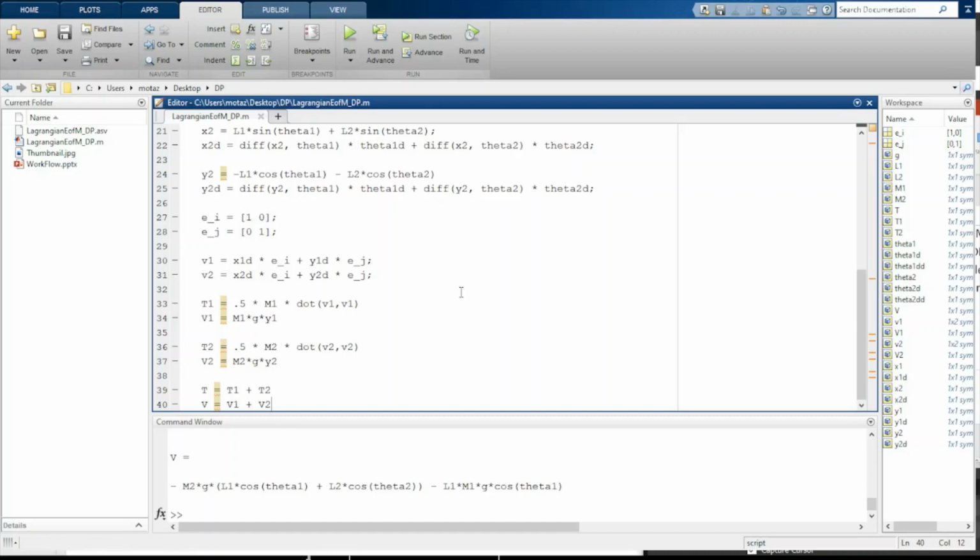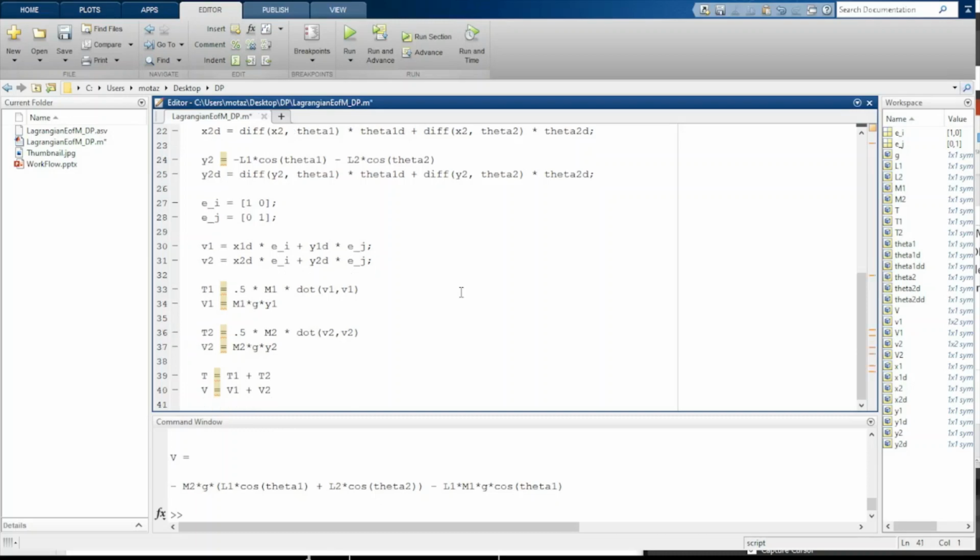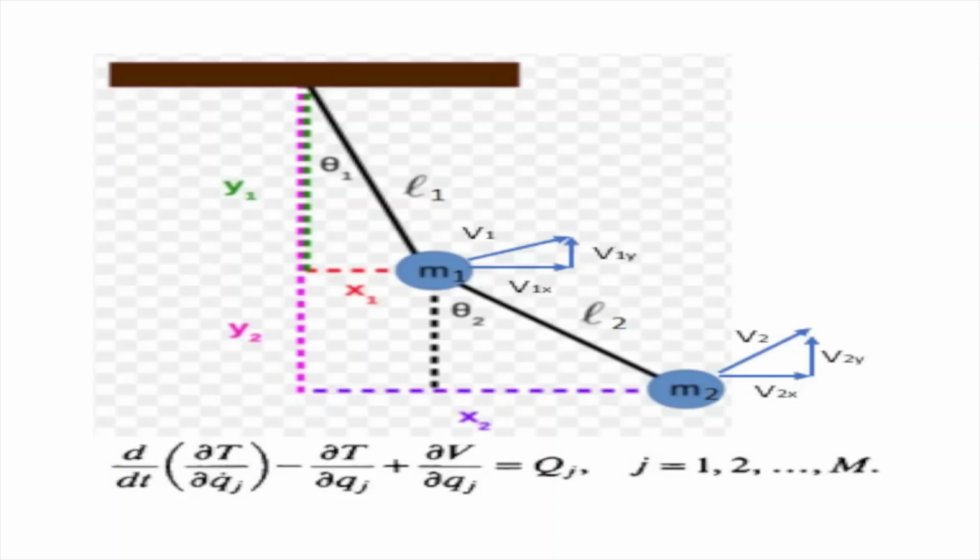derivatives, some partial derivatives with respect to the generalized coordinates, and then the time derivative with respect to the generalized coordinates. Okay, it's useful to check back with our equation. First thing we're going to calculate is the derivative of the kinetic energy with respect to theta 1 dot. There's a little dot there. And then the kinetic energy with respect to just theta 1, and then the potential energy with respect to also just theta 1.